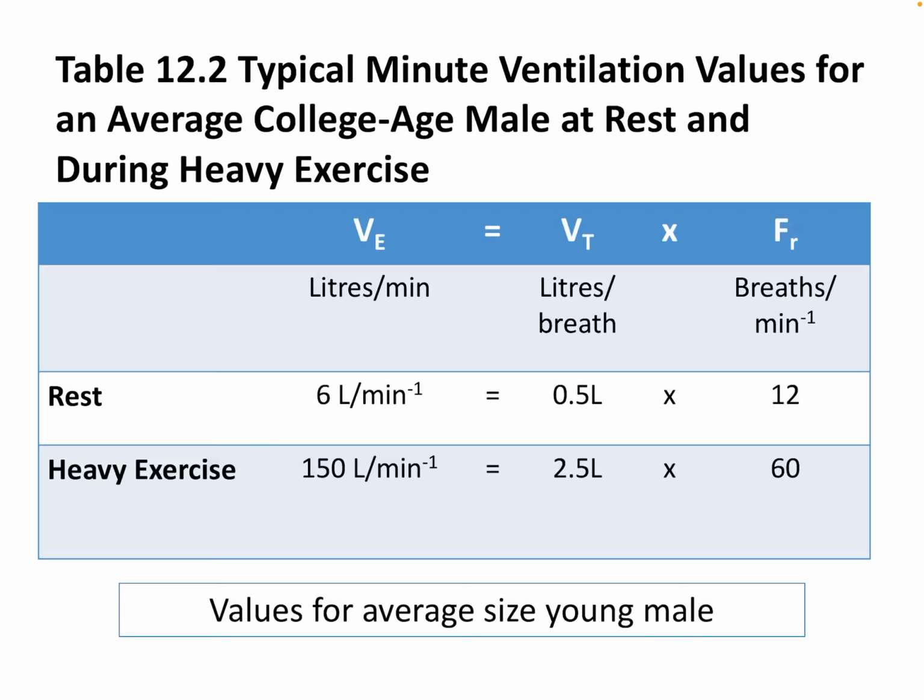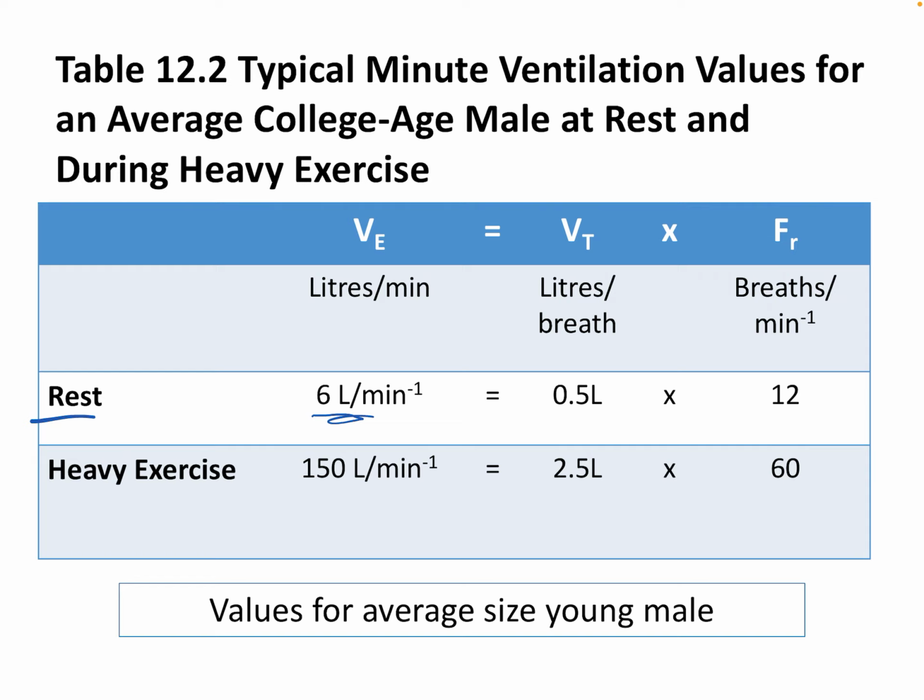On table 12.2, we see typical minute ventilation values. So our typical resting value, here's rest over here, is around 6 liters per minute. So it's pretty similar to our cardiac output. Remember, it was 5.4. But now we're talking about air. We're not talking about blood anymore.